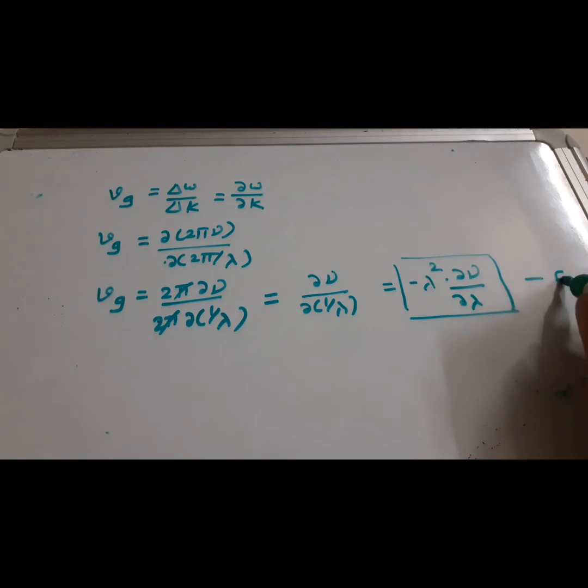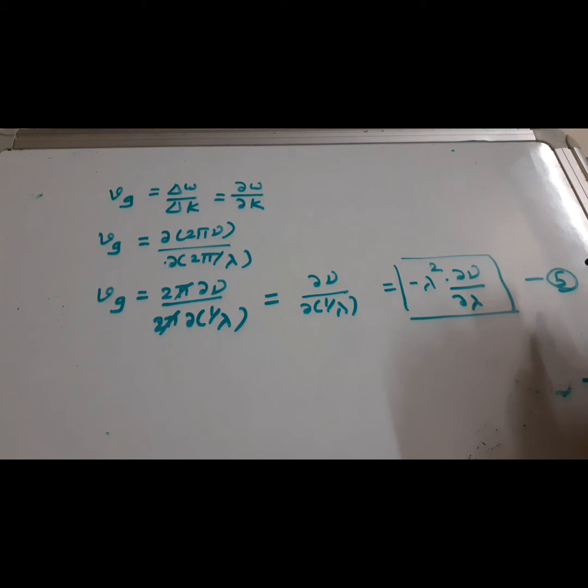This is equation 5: Vg is equal to minus lambda square d nu by d lambda. But what is our aim? Group velocity, phase velocity and the relation between them. Already we know the phase velocity, but again we will revise the definition. The velocity of advancement of a monochromatic wave through a medium is called wave velocity.